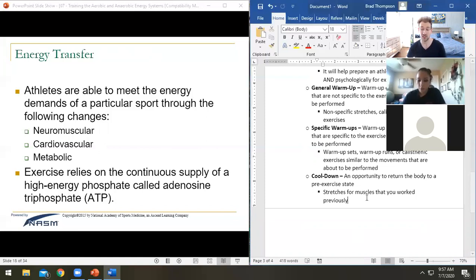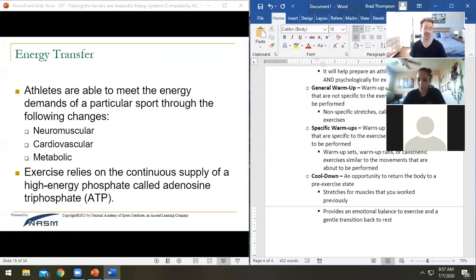Now, going back to a little bit of psychological stuff here as well, it also provides an emotional balance to exercise and a gentle transition back to rest. So one of the other big benefits here that we do not spend enough time talking about is the fact that exercise is stressful. Your body doesn't know that those are dumbbells. Your body thinks that you're fighting off a pack of wild wolves, like you're still a cave person, fighting saber-toothed tigers and woolly mammoths.